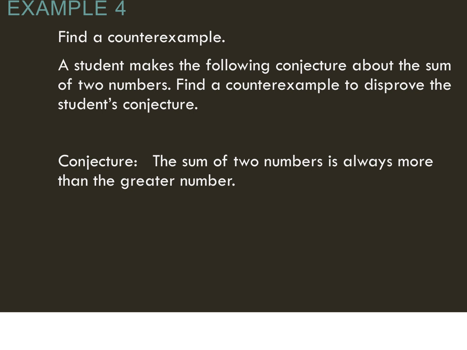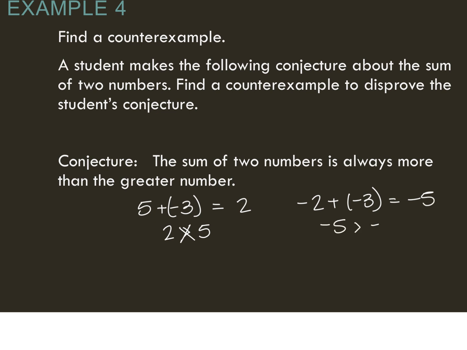Okay, so let me write that one down. If we had 5 plus -3, what would I get? 2. Okay, 2. Is 2 greater than 5? No. Okay, another one is adding two negatives. -2 plus -3. That would give me a -5. Is -5 larger than -2? No. So there are multiple ways that it can prove this statement to be false.